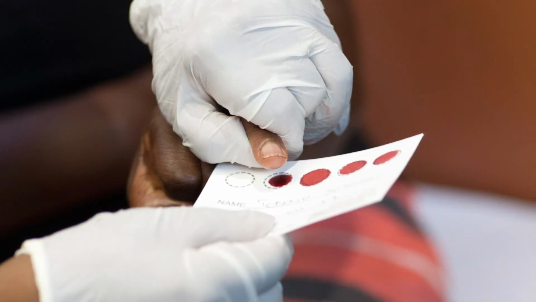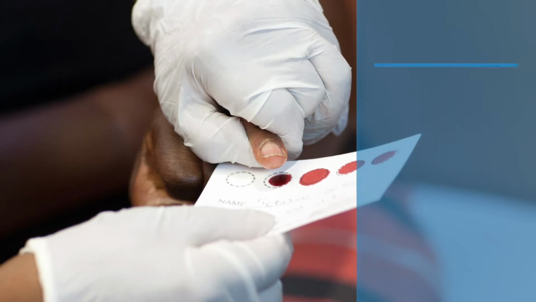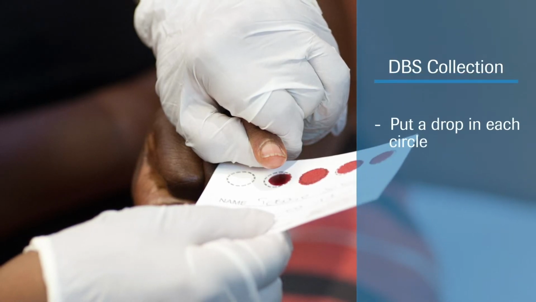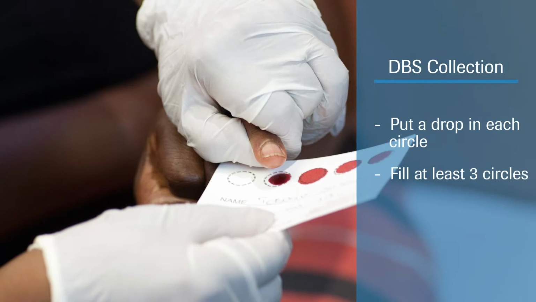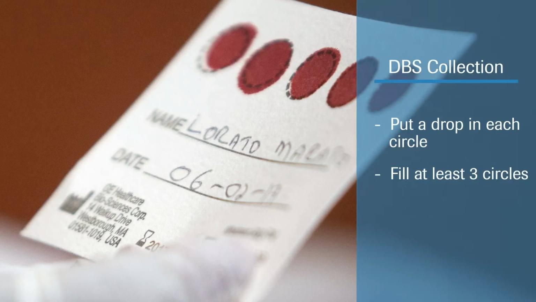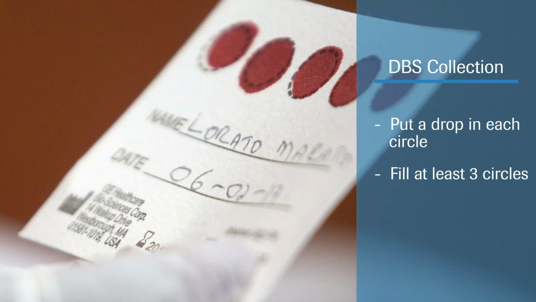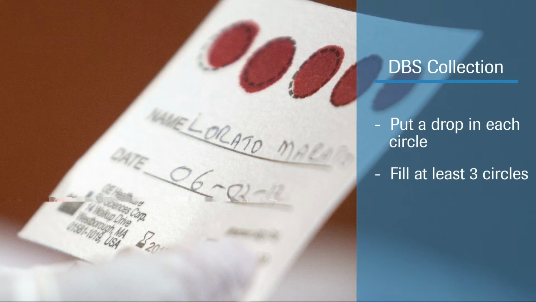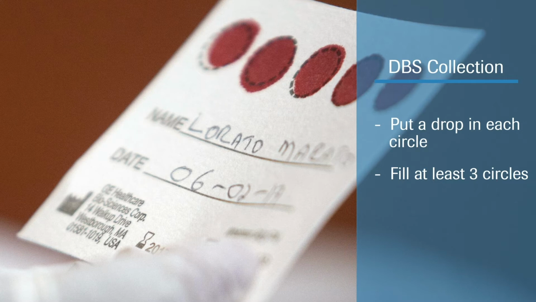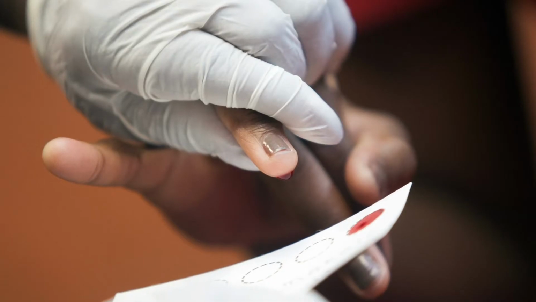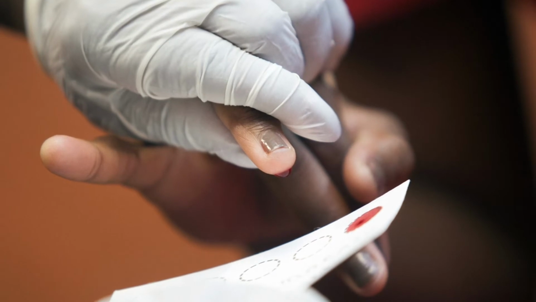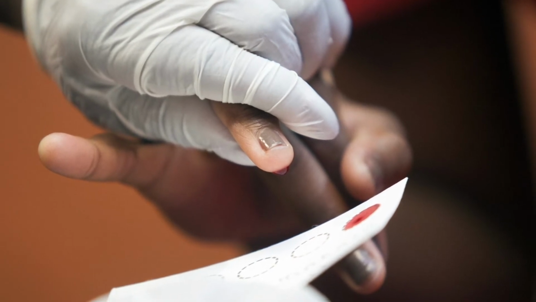Fill each circle by touching the drop of blood to the center of a marked circle on the card. Allow the blood to fill each circle completely. Try to fill all 5 spots, but if you can't, filling at least 3 circles is recommended. Full spots are needed for DBS testing, so a DBS card with 3 properly filled spots is better than a DBS card with 5 partly filled spots. A circle is full once the blood has just reached the marked line or perforation.